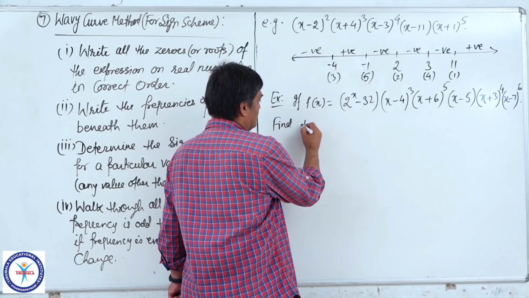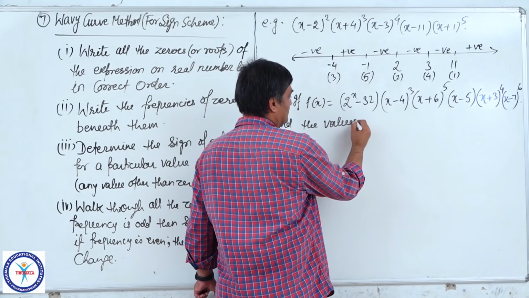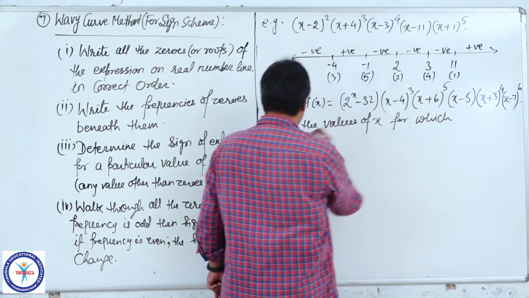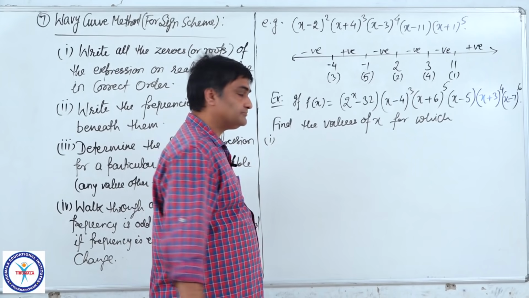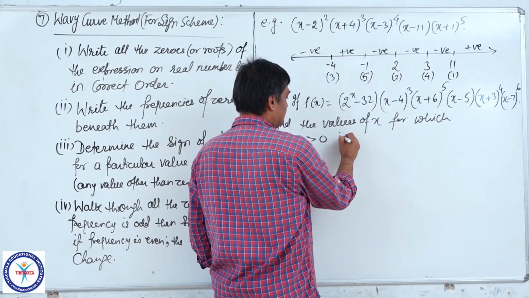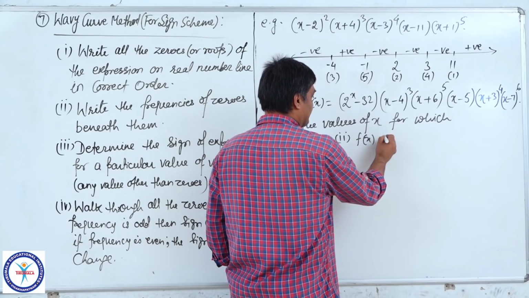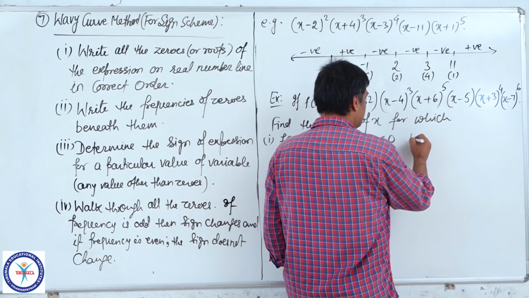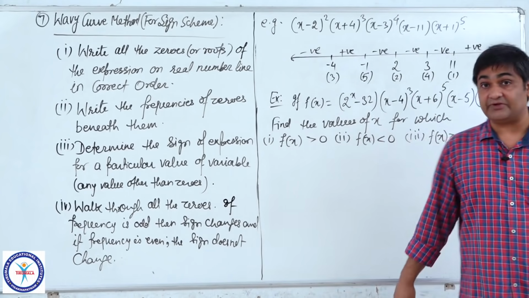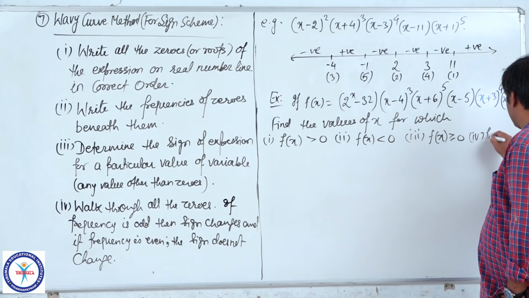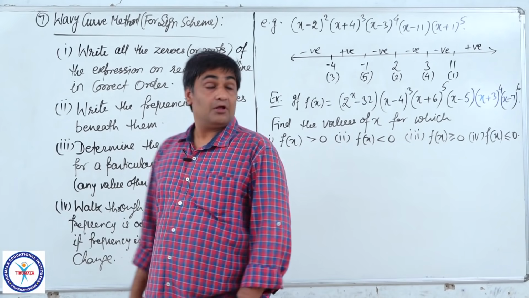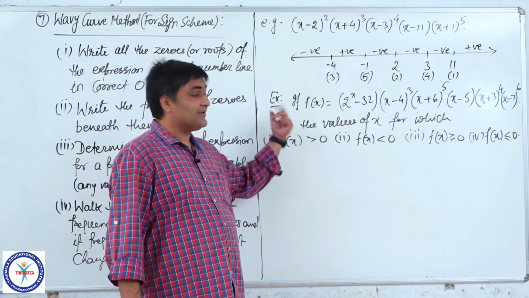Find the values of x for which first, f of x greater than 0, second, f of x less than 0. Third, f of x greater than or equal to 0. And fourth, f of x less than or equal to 0. So, we can decide by sign scheme.